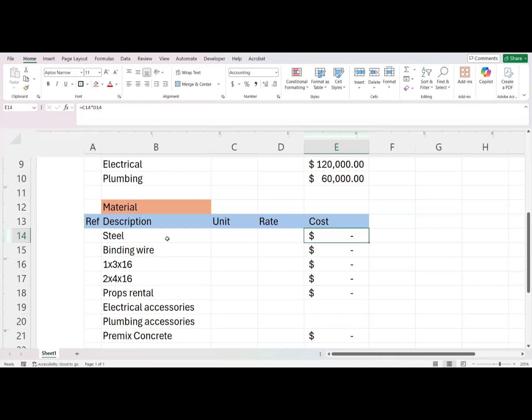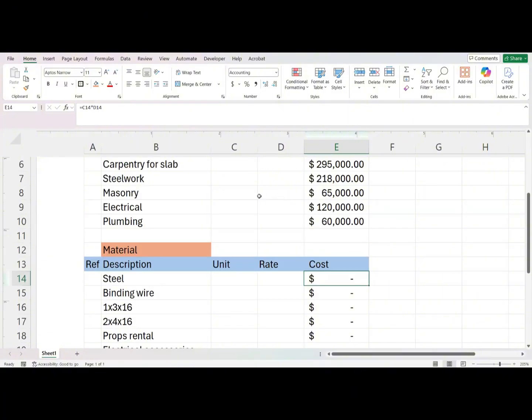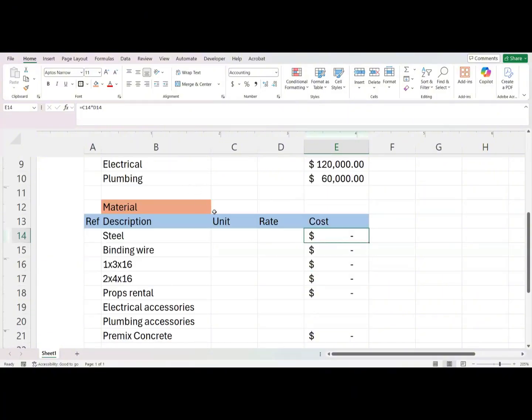Then we would have to now consider the materials. The first material that we're going to add is steel. In this case, I'm not going to use sums like I did on the initial stage. I am going to use quantities to make my specification.